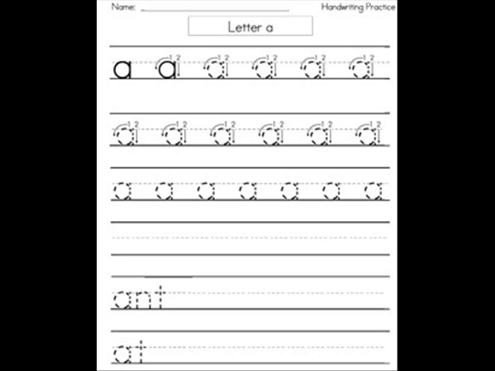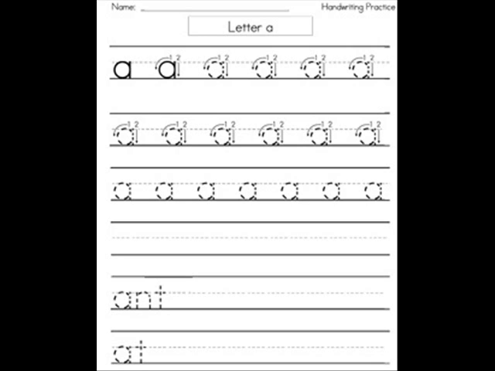This is a lowercase A. Notice that it's different from uppercase A. You start in the middle of the line, go under, and then up like a stick, and then over to close it like you would a car hood, or you would to make a hole with your hands. It's just that easy. Don't make it harder than it needs to be.